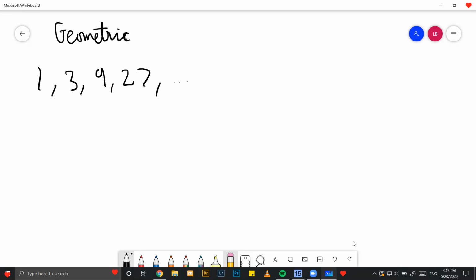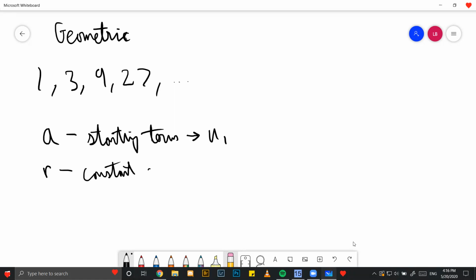Again, we can identify some key properties of the geometric sequence. There is a, which is our starting term, which again can be denoted as u1. And we have a constant, but this time we're going to call the constant r instead of d, to indicate that we're talking about a geometric sequence and not an arithmetic sequence. It's important to know that this constant is being multiplied.